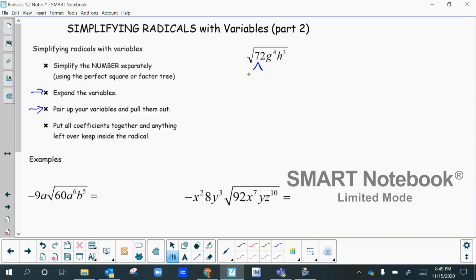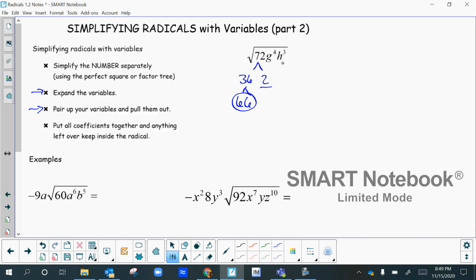So I'm going to do the number the same way that I just did, 72. I know 36 goes into 72 twice. And I like using 36 because that's a perfect square, 6 times 6. Then I'm going to underline the 2. So the 6 is going to go out in front as a coefficient, and the 2 is going to go back under the radical. So now let's work with the variables.